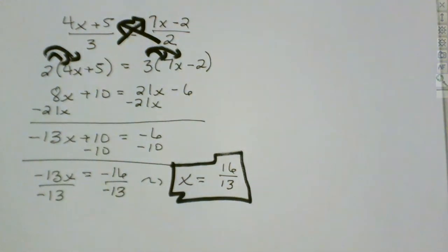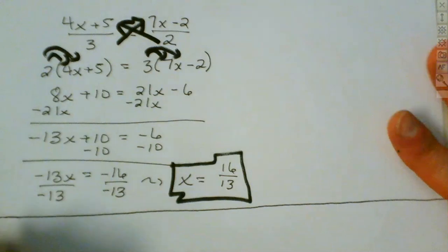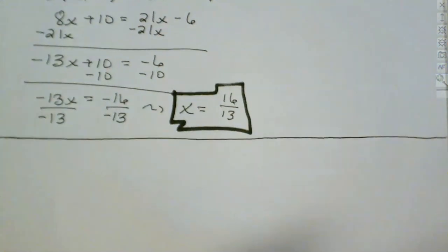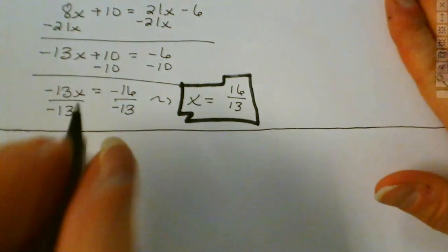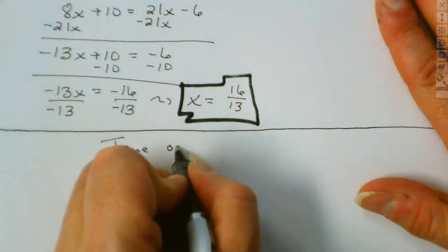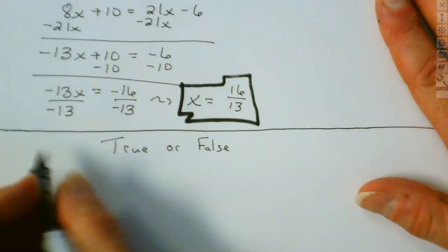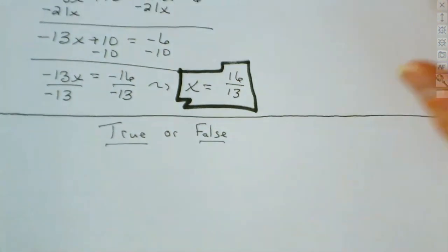One more concept for this section is we can see if these fractions are equivalent. Sometimes it might be difficult to see if these proportions are true or not. So how do we tell if these fractions are equal? We have to cross multiply. So we want to see if these are going to be the same. True or false? Yes or no? You decide whether the proportion is true or false.